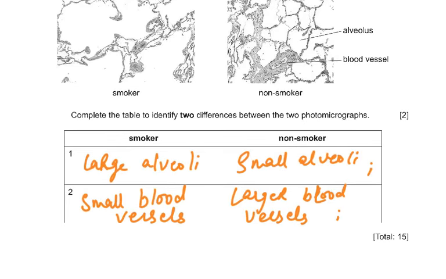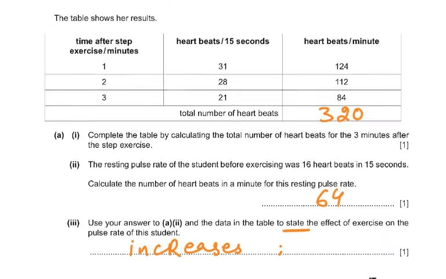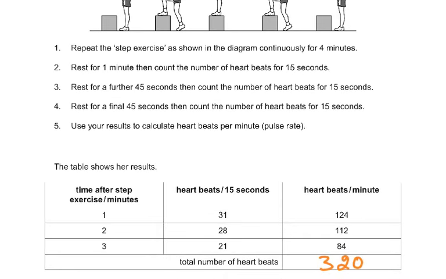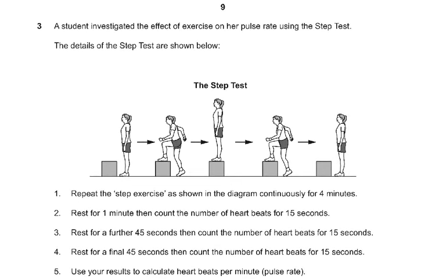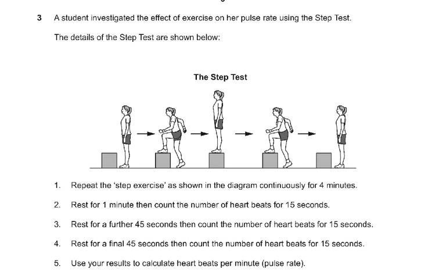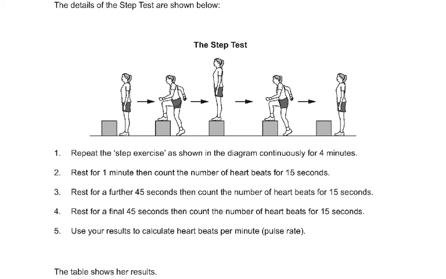Now we come on to question number 3. Question number 3 was a little different. Usually, we don't have a question 3 in the ATPs, but in this paper, we do. A student investigated the effect of exercise on pulse rate using the step test. The details of the step test are shown below. You stand by it, then you step on it, and then you put your other foot on it, and then you step down, and then you come straight.